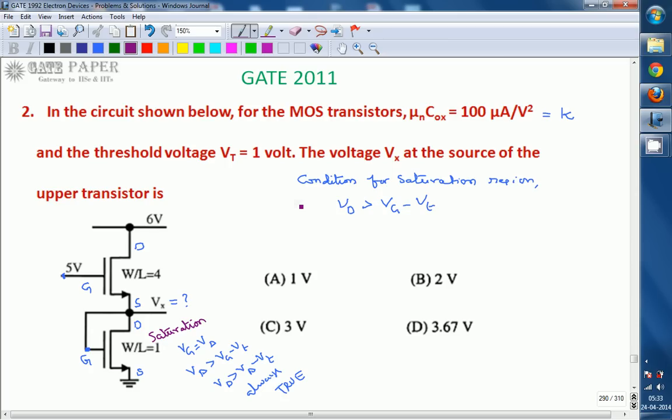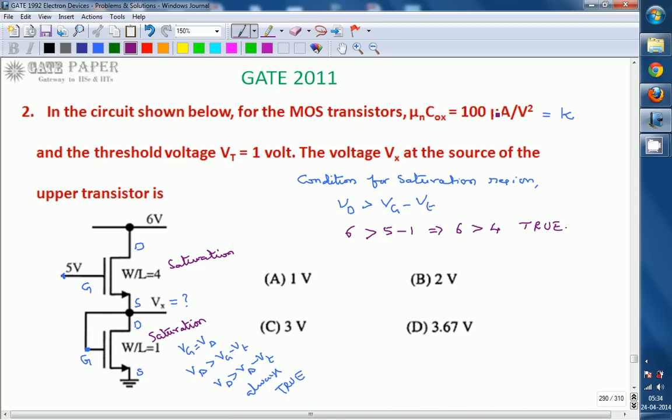In which region is it? For the upper transistor we must check this condition. Vd, the drain voltage of the upper transistor, is connected to 6 volts, which should be greater than Vg, the gate voltage connected to 5 volts, minus Vt, which is 1. That implies 6 is greater than 4. This is also true, so the upper transistor is also in saturation region. So what we found is that both the transistors are in saturation region.